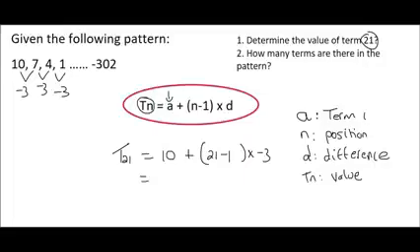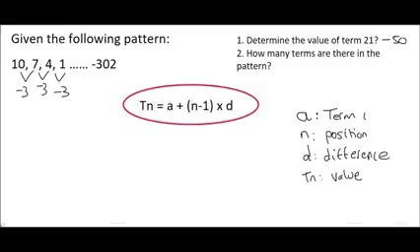Then you simply work this all out on the calculator if you wish, and you end up with -50. So what that means is that if we had to carry on with this pattern until we get to the 21st term, the number that we would see there would be -50.